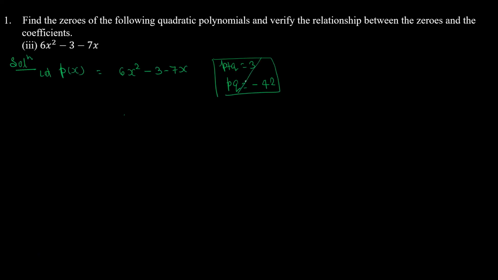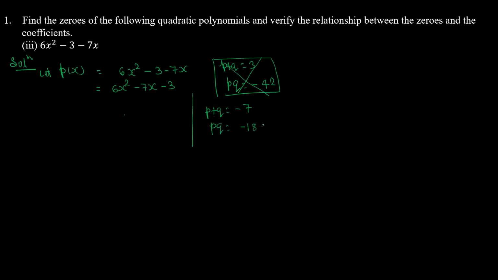Okay. Since we have to arrange here. So we have 6x square minus 7x minus 3. So now in this, what is the value of p plus q? Is the -7 and p into q is what?